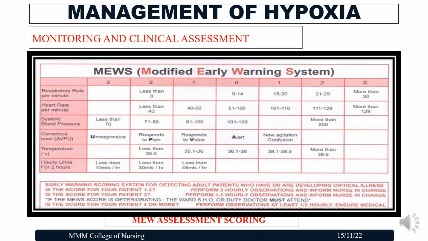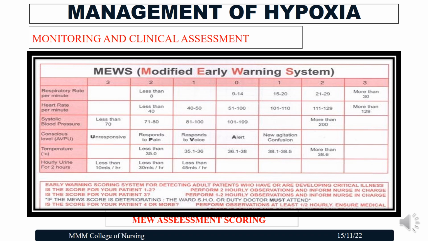If the respiratory rate is 21 to 29, it is rated as 2. And if it is more than 30, it is rated at 3. So from 0 to 3, it will be rated in the MEWS score. And heart rate is also the same. So we have to calculate what is the score of the patient under this category.